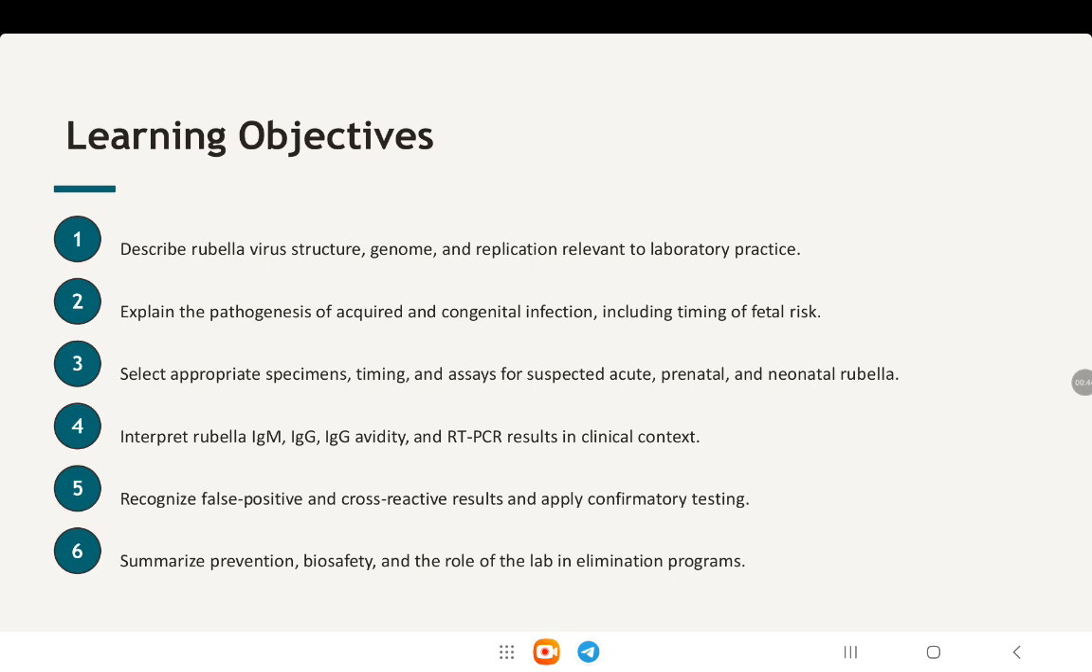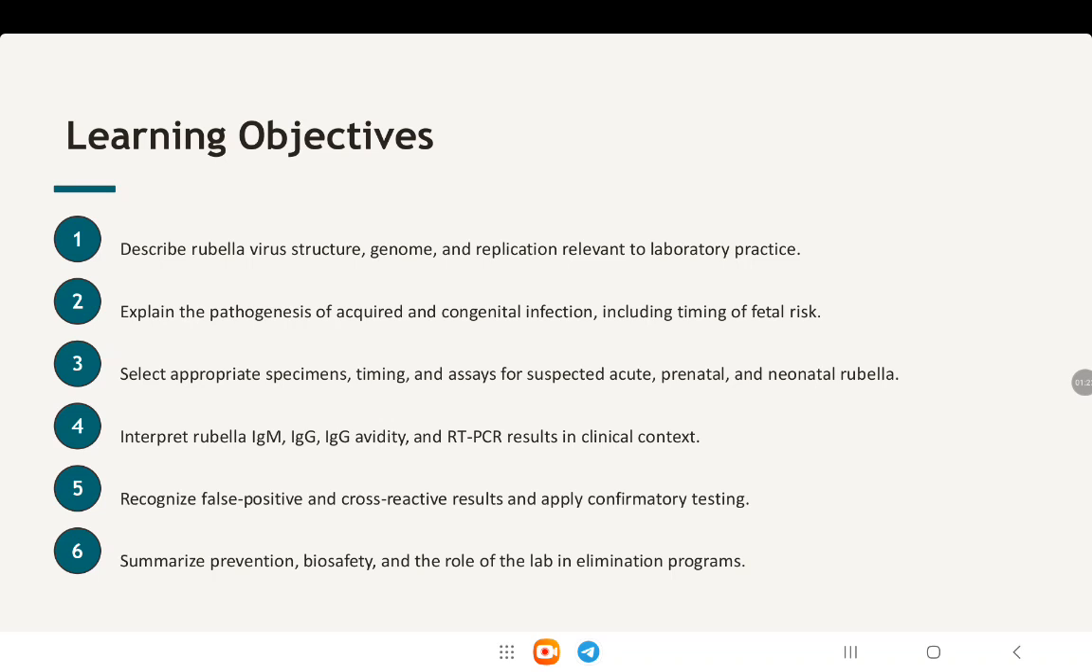Let us start by giving you the learning objectives of this lecture. By the end of this lecture, we should be able to, first, describe the structure and genome of the Rubella virus. Second, explain how the virus causes disease in adults and in unborn babies. Third, choose the correct laboratory samples and the best diagnostic tests. Fourth, correctly interpret laboratory results such as IgM, IgG, IgG avidity, and real-time PCR.